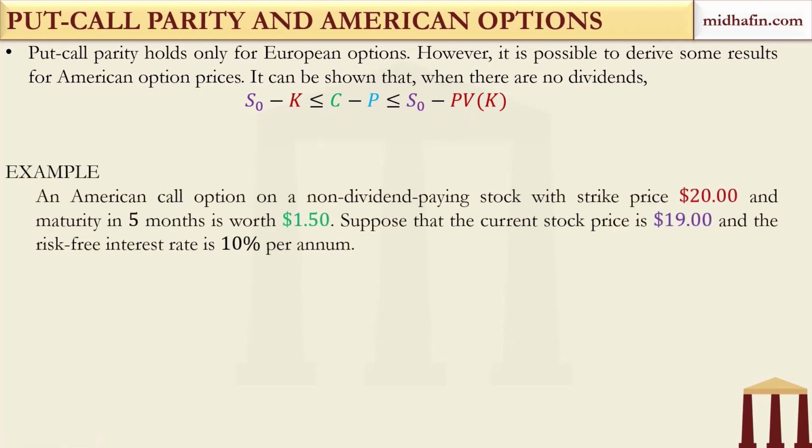Here I have an example also. The question they can ask is, let's say they have an American call option on a non-dividend paying stock and it has a strike price of $20. So K is given to us, and maturity is in 5 months. The price is given as $1.5, so the call option price is 1.5. The current stock price is 19 and the risk-free rate is 10%. Now I want to find out the price range for the put option.